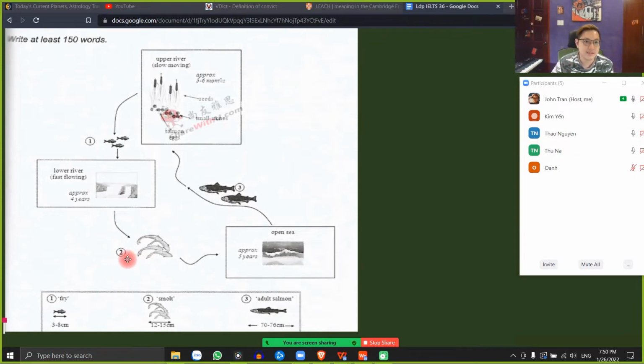So you can see here, basically the ones in the rectangles here are the environment that these fish, or the stages of these fish, live in, the environment they live in.